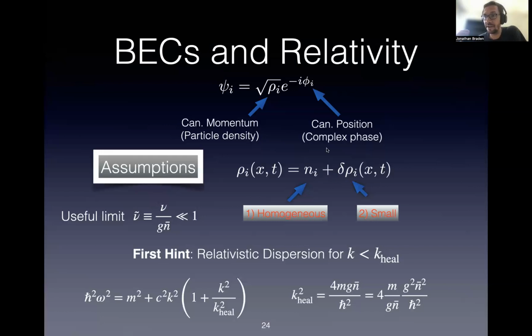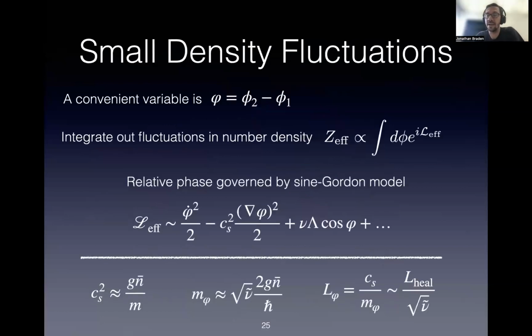I can then expand my action in these little number density fluctuations. And I'm not going to make any assumption about the size of fluctuations in phi. That's the key thing. So if I do that, I expand my Lagrangian, and then I make a change of variables. Instead of studying the phases of the individual condensates, I study the relative phase between them. And then I integrate out these number density fluctuations. What I will find is that for this relative phase variable, I get an effective Lagrangian that looks like this, which is the Sine-Gordon equation.